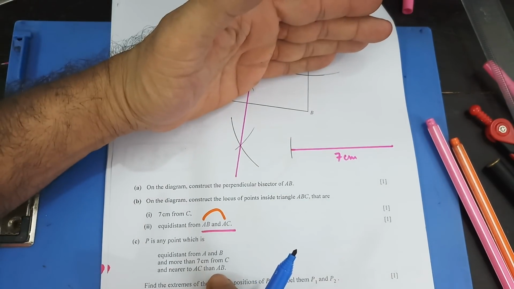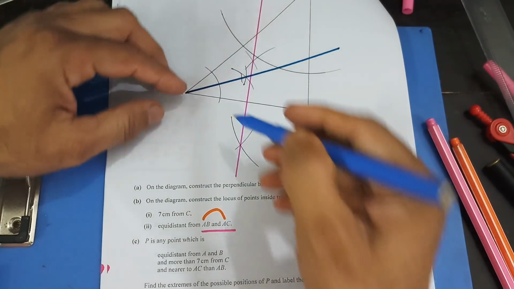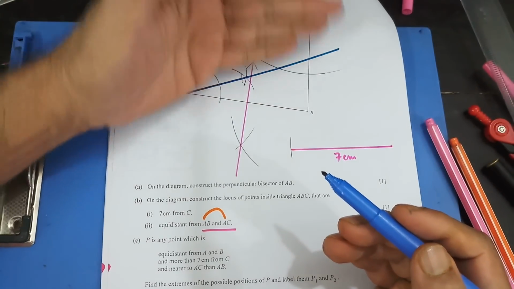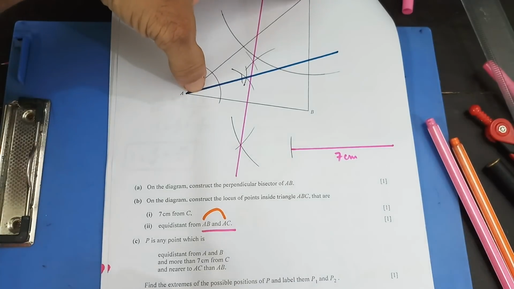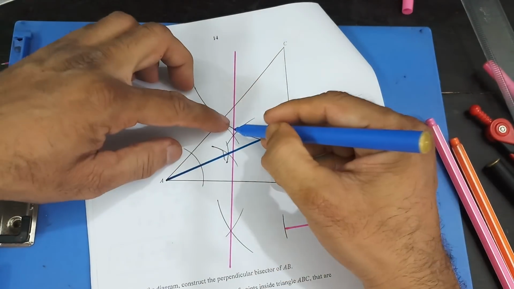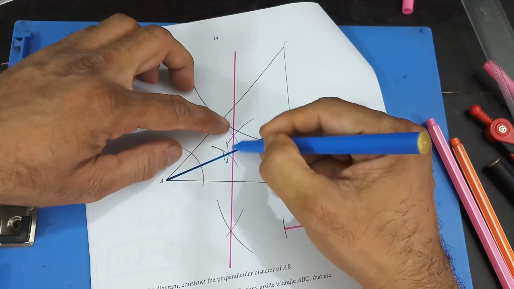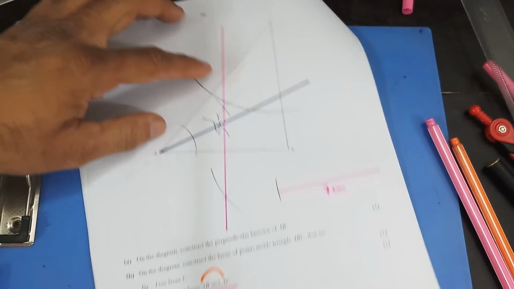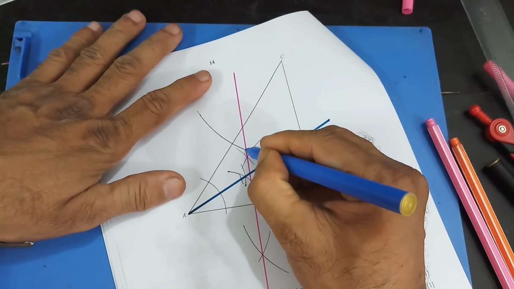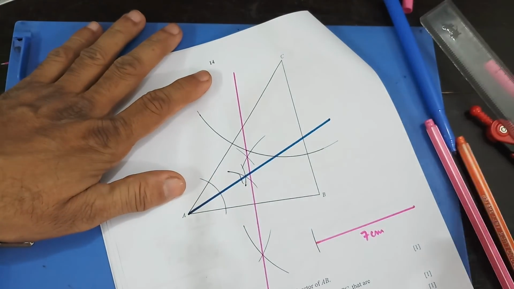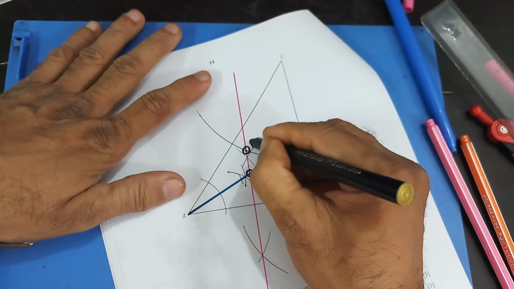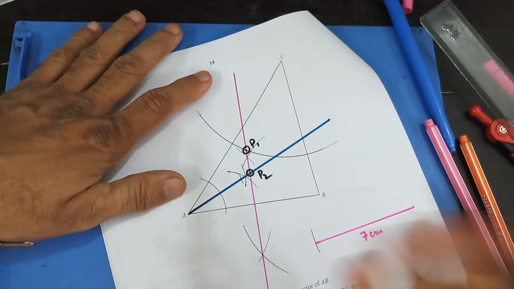And then nearer to AC than AB. This line bisects this angle. So this side of the line is nearer to AB and this side of the line is nearer to AC. Now it says nearer to AC, so P is supposed to be in between this. Now find the extreme possible positions of P and label them P1, P2. So one must be over here and another one is over here. So that's P1, that's P2. That's it, so that's done.